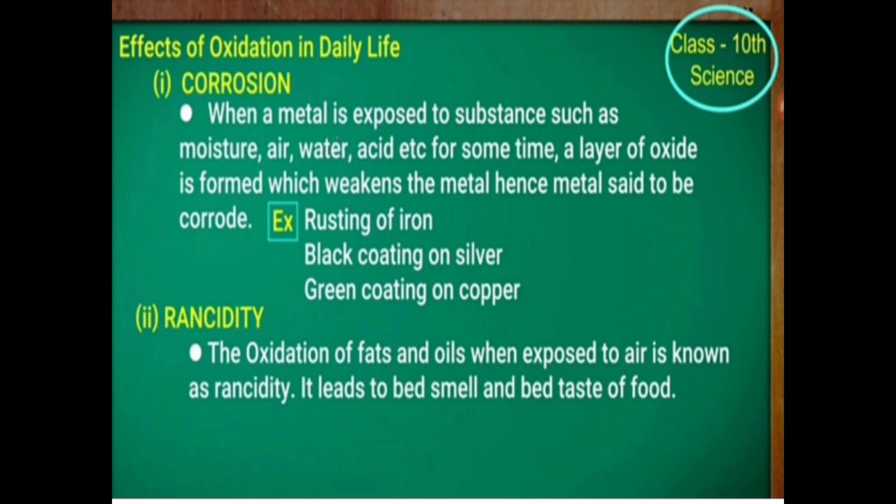Then rancidity. The oxidation of fats and oils when exposed to air is known as rancidity. It leads to bad smell and bad taste. So what happens in this? When fats and oils are exposed to air and get oxidized, that is called rancidity. So how can we know that they have become rancid? It gives us a bad smell and bad taste of the food.